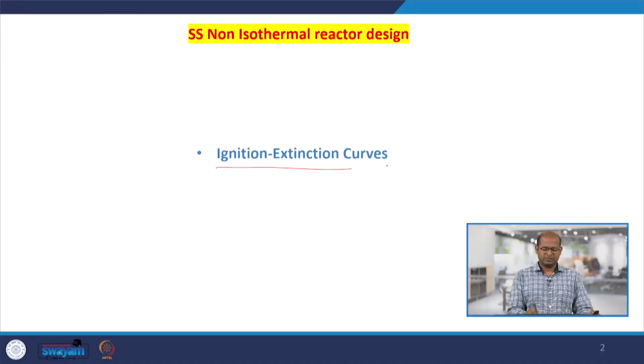Welcome to the course Advanced Reaction Engineering. Today we have already started the discussion on non-isothermal reactor design. So, today we will discuss the ignition-extinction curves for non-isothermal reactor design: how to draw ignition and extinction curves, and what the different steady states are. That is what we will basically discuss.